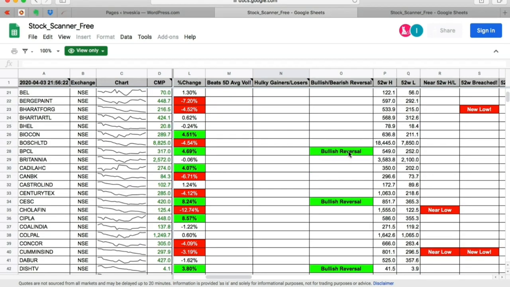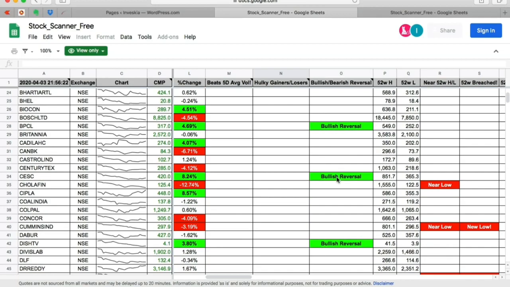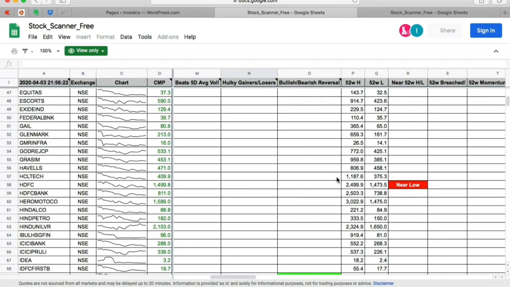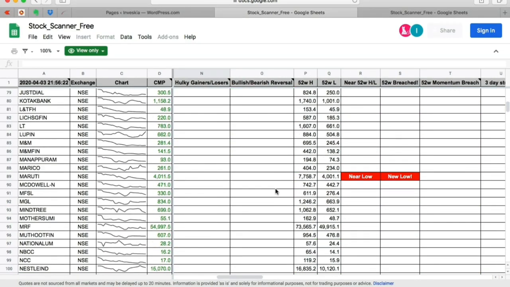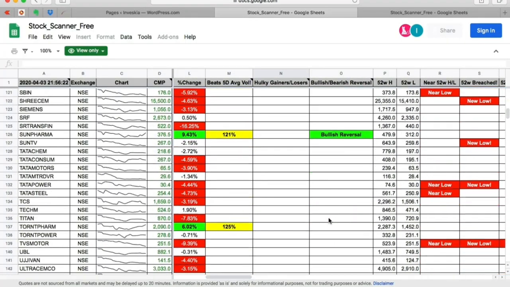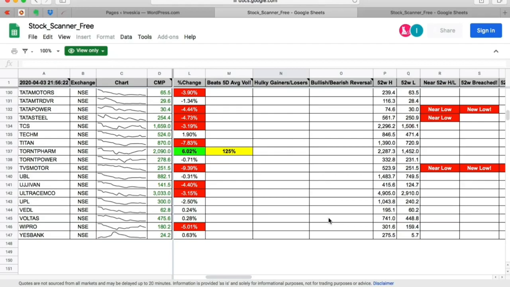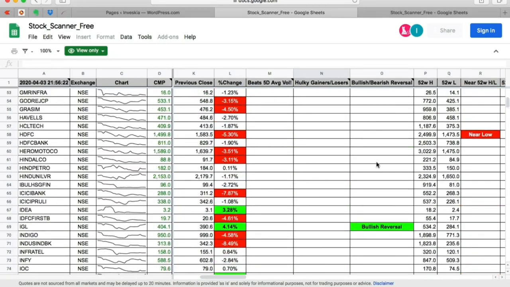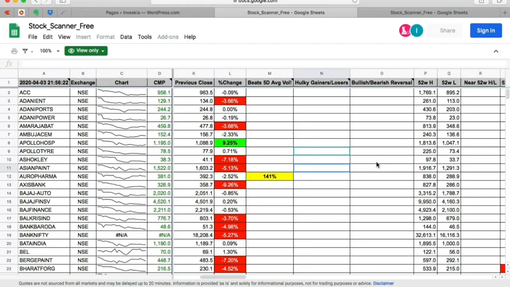BPCL, it's giving bullish reversal. CESC, it's giving bullish reversal. Can we find any bearish reversal here? No, we won't find any bearish reversal because for that the stock should be in uptrend, and in today's scenario every stock is in downtrend.